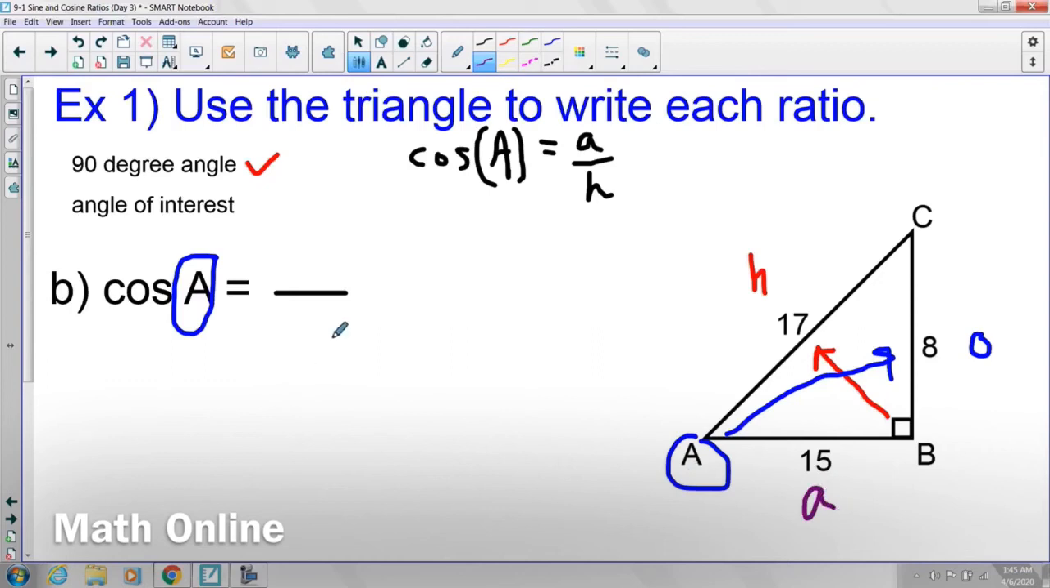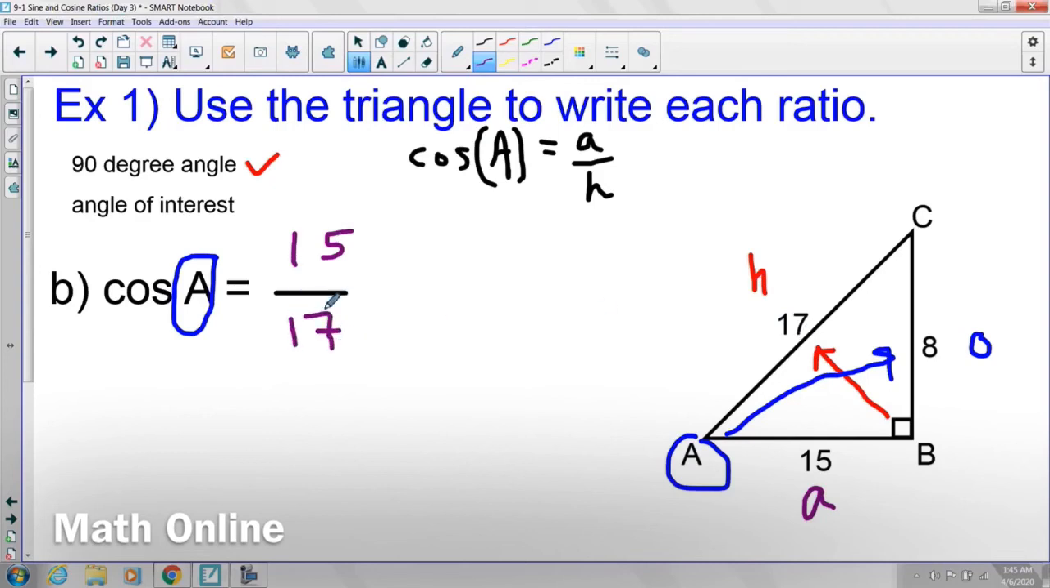Okay. All right. So for cosine, all we need is the adjacent side over hypotenuse. So the adjacent side here is 15 units. So the 15 goes on the top over the hypotenuse length, which is, in this case, 17. H is here, hypotenuse, 17. Okay, good. So 17 right there. And we're done. That's it.